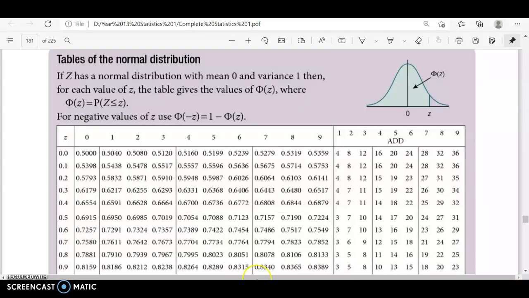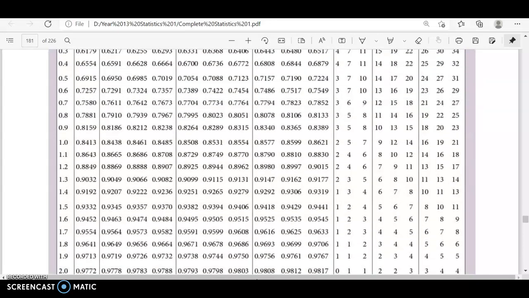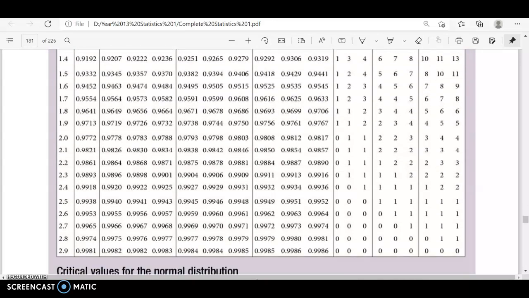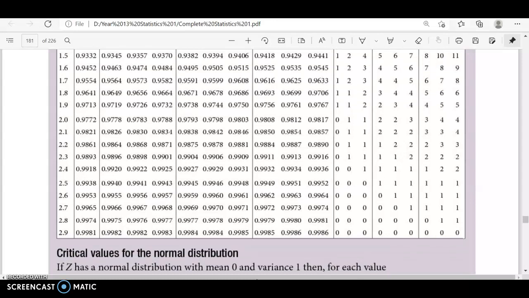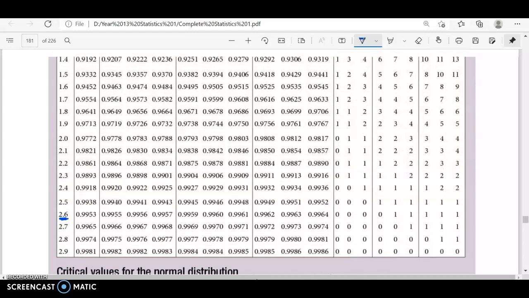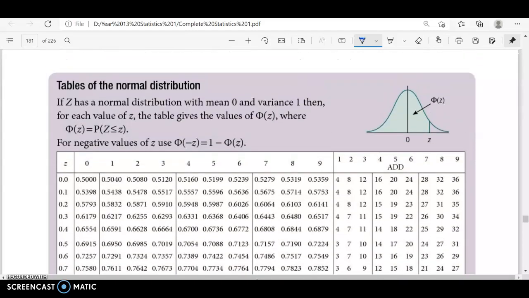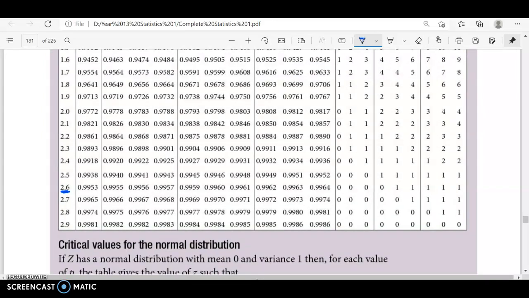Okay, so let's see this table. It's given in the exam as well. So for example, what we are interested in is finding the value for 2.63. So 2.6. First of all, we need to read from this side. We will look where 2.6 is. So here is 2.6, and then from the other side we need to see where 3 is. So 3 is right over here at this point.